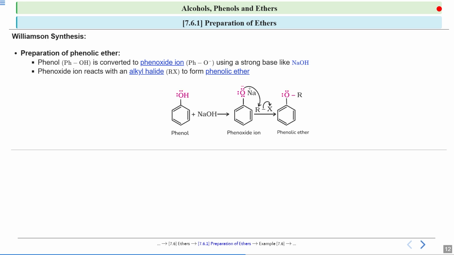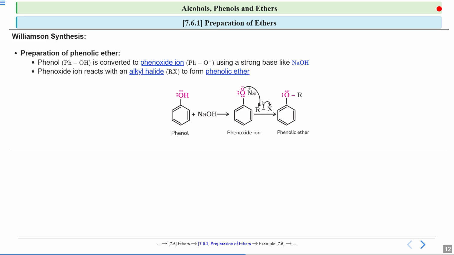Now look at this reaction. Here you see phenol, and here it is base, that is sodium hydroxide. Now what will happen here? Phenoxide ion will be formed, or you can say sodium phenoxide will be formed, that is Na plus and this O minus. Your base gives Na plus and OH minus ions. This OH minus will attract this H positive from here. So what will be left? O minus and Na plus. So this is your phenoxide ion, or more specifically sodium phenoxide.